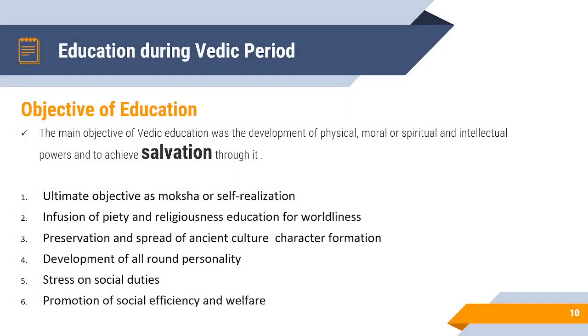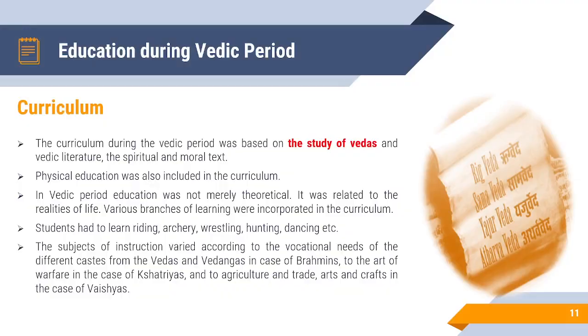Objective of education. Overall, the main objective of education at the time of Vedic period was salvation, the attainment of moksha, or the highest form of self-realization. Along with it, the objective was the physical, moral, spiritual, and intellectual power to achieve salvation. That included infusion of piety, religiousness, preservation and spirit of ancient culture, all-around development of personality, and promotion of social efficiency and welfare in students. That used to be the objective of education at the time of Vedic period.